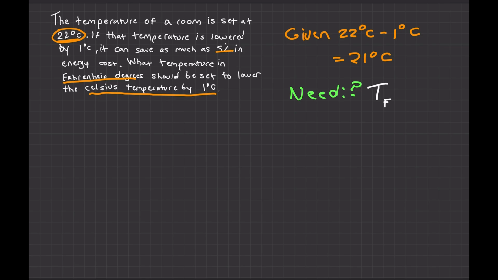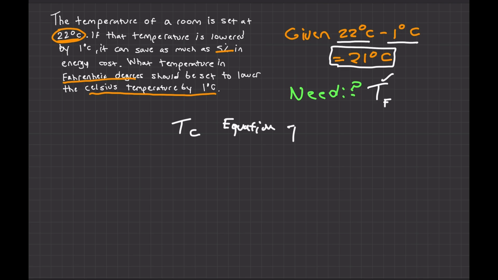T is for temperature, and then the F is for Fahrenheit. So we've already been given the degrees in Celsius. We've been given 22 degrees Celsius, and we're lowering the room temperature by 1 degree Celsius. So we do 22 minus 1, and then we get 21 degrees Celsius. But now we're trying to figure out what the temperature would be in Fahrenheit. So we have temperature Celsius, and then of course we need the equation here.